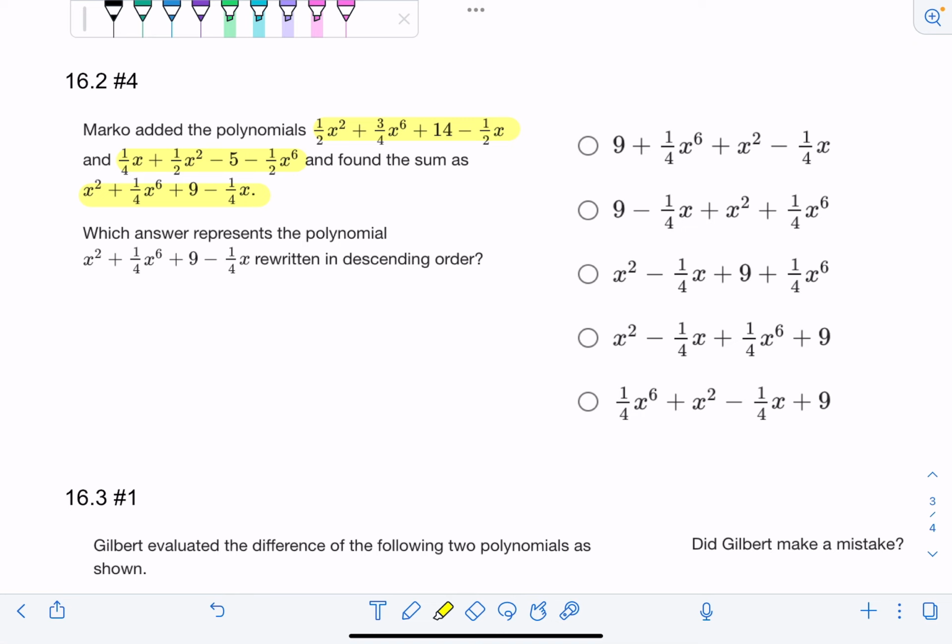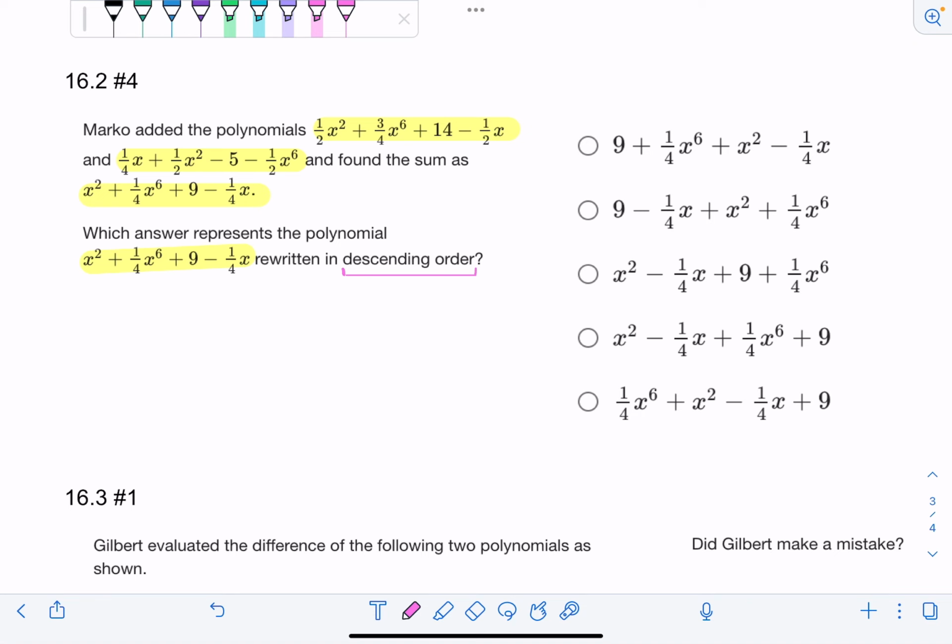Okay, so he got the answer correctly. We're not asked to find a mistake. We just have to make sure it's in the correct order, which is cool. So which answer represents the polynomial x squared plus 1/4 x to 6 plus 9 minus 1/4 x, rewritten in descending order? So really, we just need to know what descending order means and specifically what descending means.